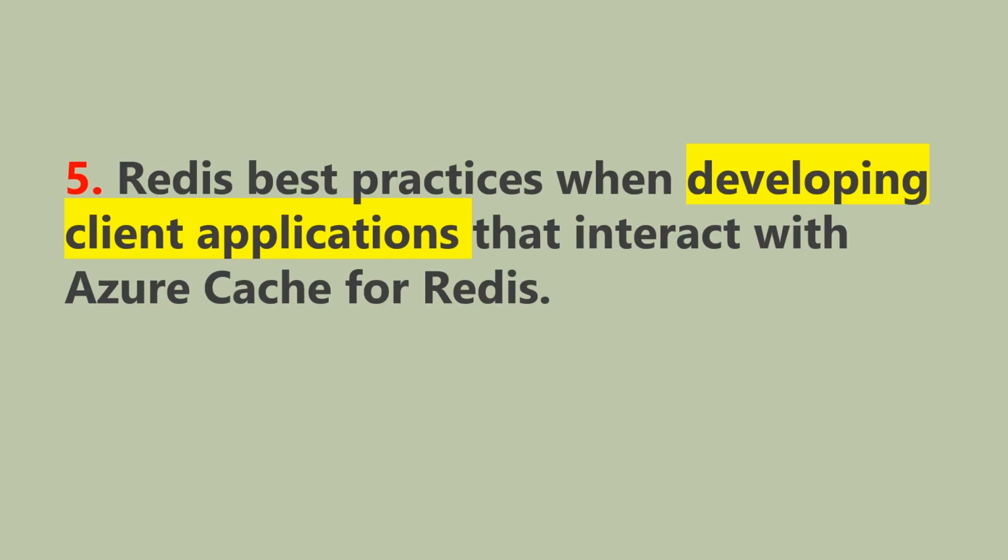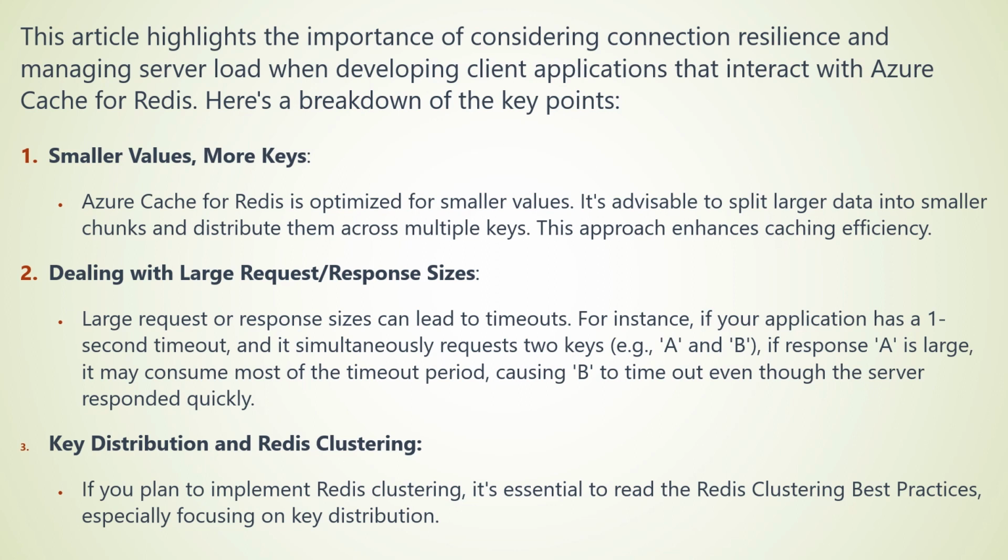5. Redis best practices when developing client applications that interact with Azure Cache for Redis. This article highlights the importance of considering connection resilience and managing server load when developing client applications that interact with Azure Cache for Redis. Here's a breakdown of the key points. Smaller values, more keys. Azure Cache for Redis is optimized for smaller values. It's advisable to split larger data into smaller chunks and distribute them across multiple keys. This approach enhances caching efficiency.